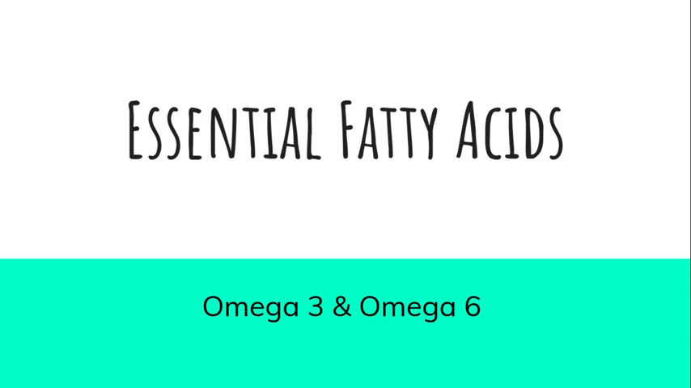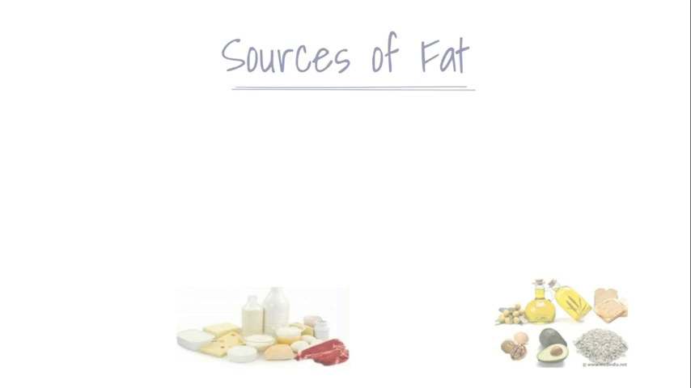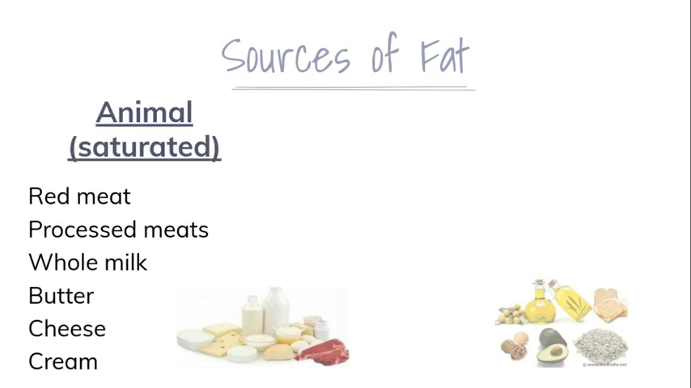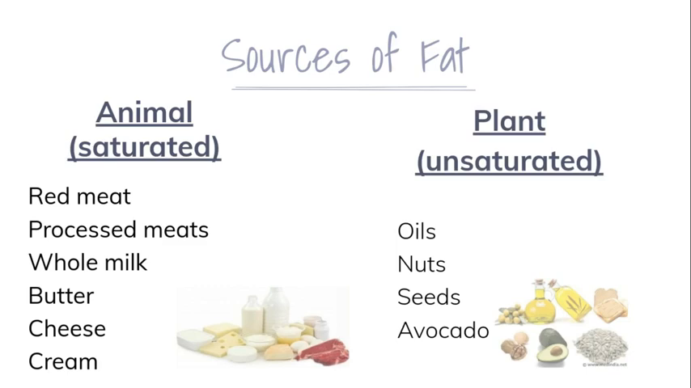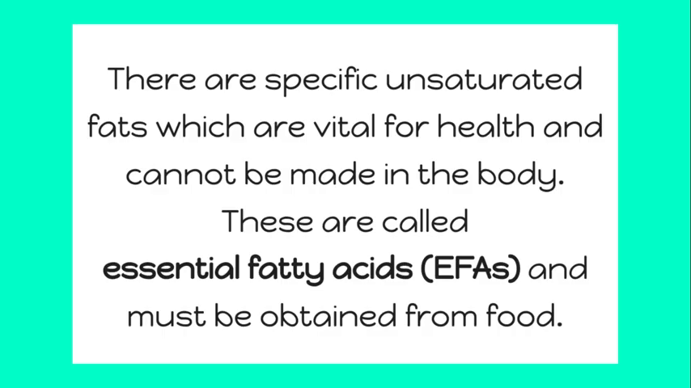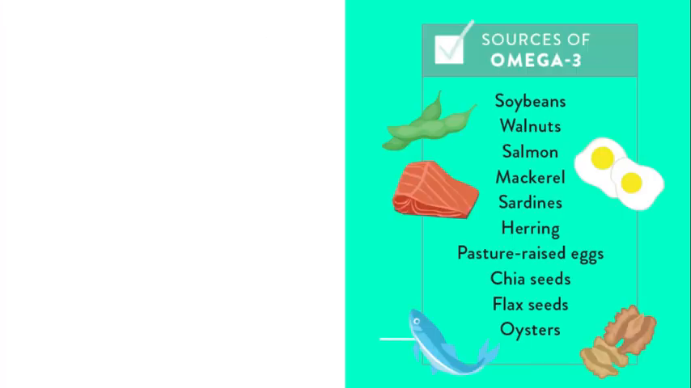The essential fatty acids are known as omega-3 and omega-6. If we just recap quickly the different types of fat that we learned from our previous lesson, we get animal fats, which are saturated fats, and plant fats, which are unsaturated fats. The essential fatty acids are specific unsaturated fats which are vital for health and cannot be made by the body. We have to get them from our food. These are also called essential fatty acids, or shortened to EFAs, and must be obtained from our food.